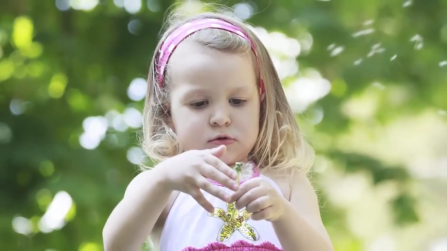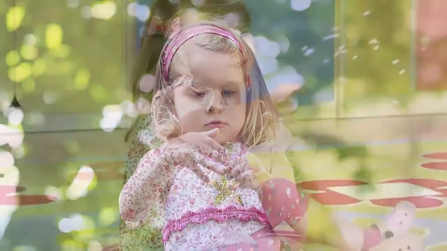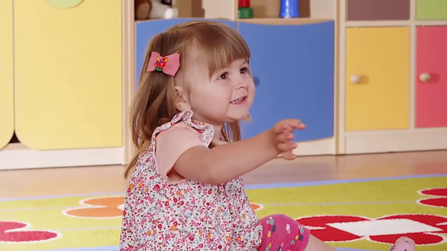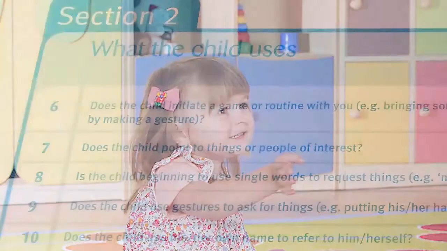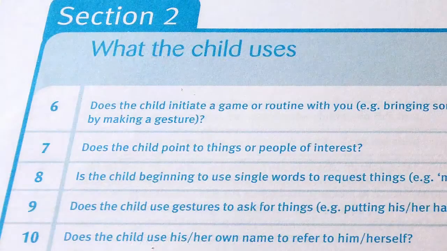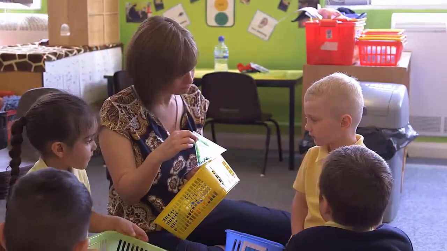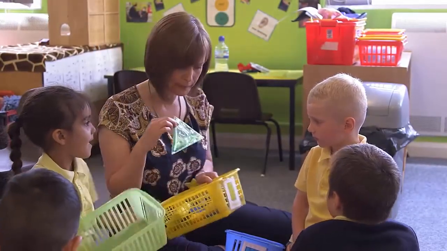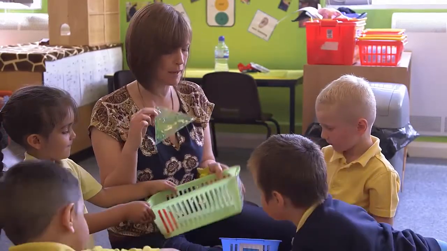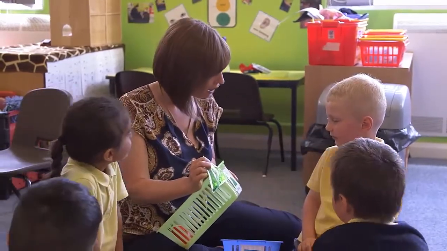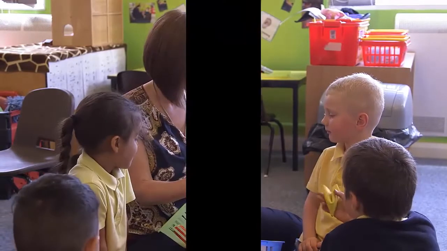For the youngest children, most of the screen can be done by observing them in their setting and talking to their parent or carer. For example, in section 2, question 7, the Little Book of Score Sheets and Rules asks, does the child point to things or people of interest? The only sections that don't need observations are section 8 for the 4 to 5 year olds and section 9 for the 5 to 6 year olds.